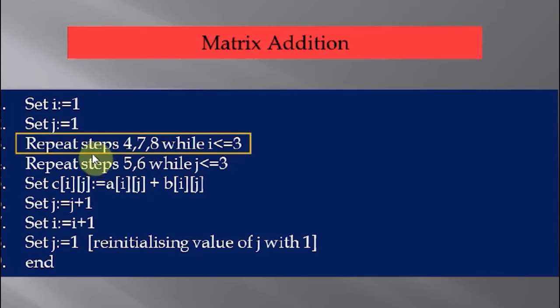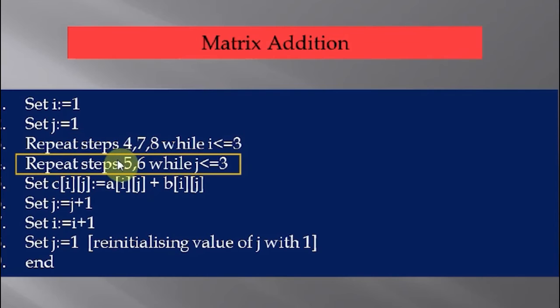Okay, at step number 3, I'm starting with my outer loop. So repeat steps 4, 7, 8 while i is less than or equal to 3. This is the outer loop meant for traversing rows, and the condition is true for the very first time because the value of i is only 1. It will go to step number 4, and in this case, we are going to traverse the columns. So while j is less than or equal to 3, the condition is true. That means we are supposed to repeat steps 5 and 6.